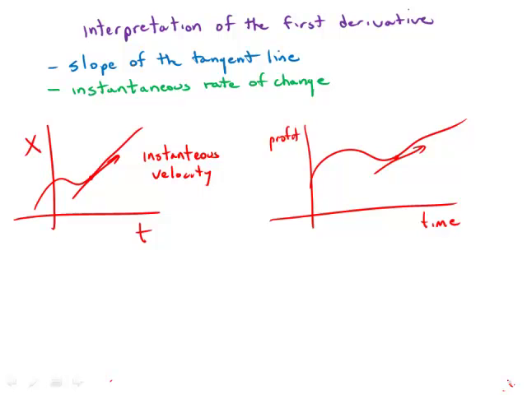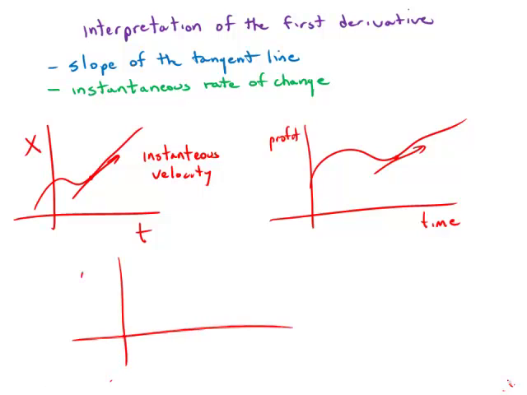Another very typical graph would be profits versus price. And in that case, the derivative would tell you how much the profits are increasing or decreasing for a particular price of the item. And that would be enormously important for the company to understand in terms of adjusting the price of the product in order to maximize the profits.